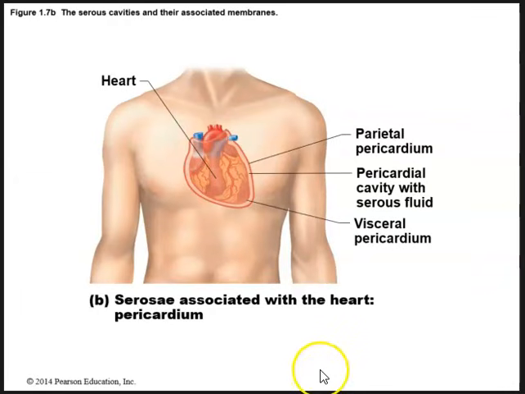So the serous membrane associated with the heart, or serosa associated with the heart, is also known as the pericardium. Again, we have the visceral pericardium. That is the layer that is adhered closely to the actual heart, or to the actual organ. And then you have this outer layer here, that is the parietal pericardium. And the space between the two layers is the pericardial cavity, which contains serous fluid.